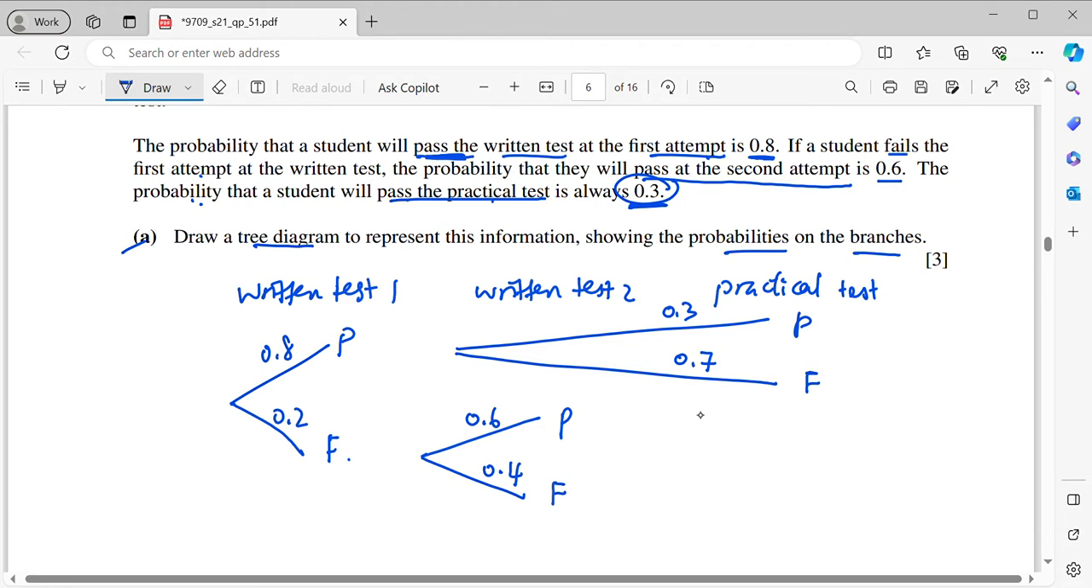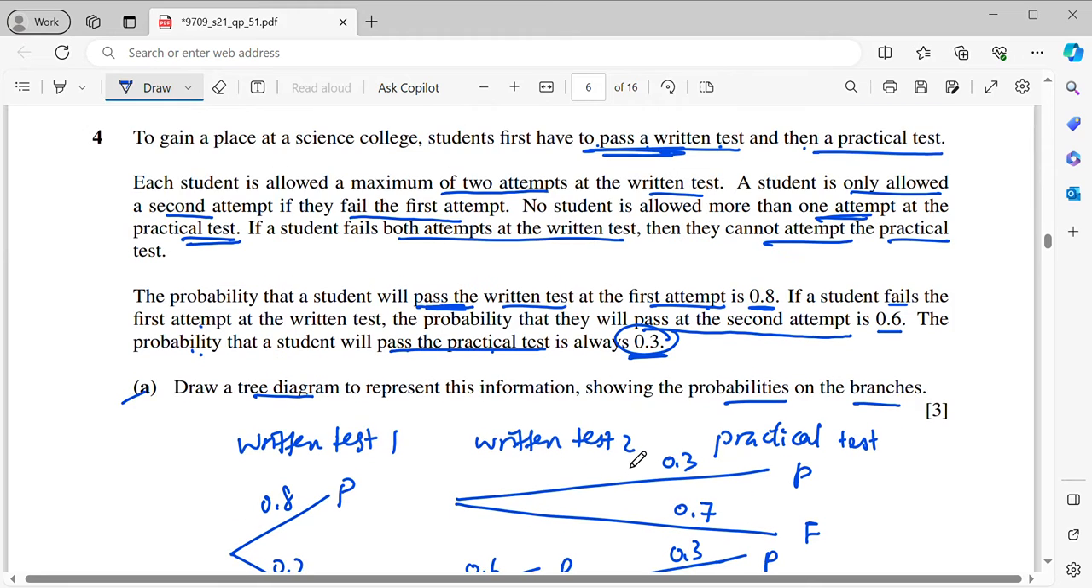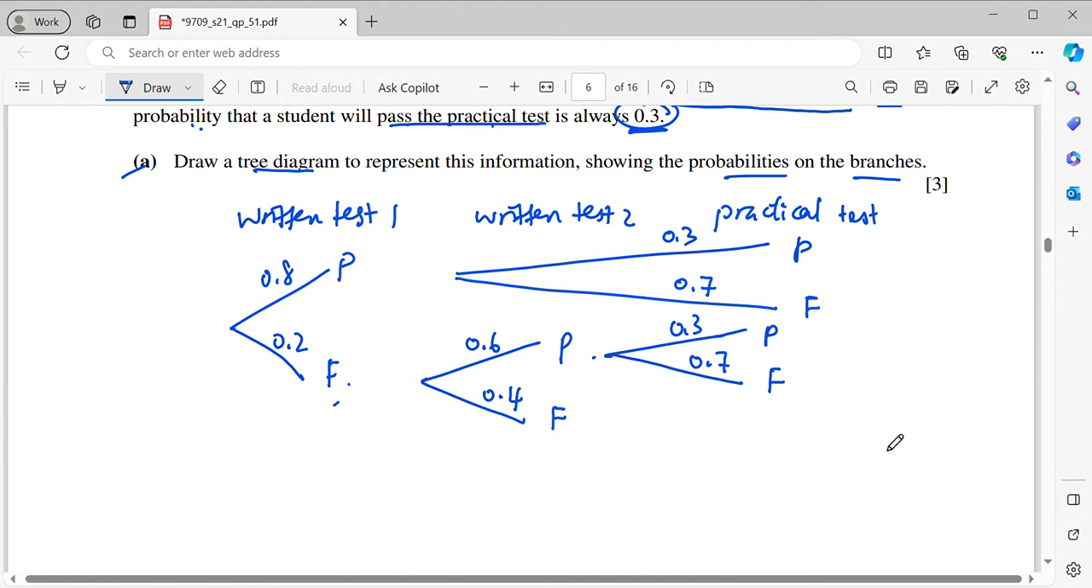The same goes for the student who failed the first written test and then passed the second written test. Then they can go for the practical test. Again, the passing rate is 0.3 and the failing rate is 0.7. But if the student fails both attempts at the written test, then they cannot attempt the practical test. So this is the tree diagram.